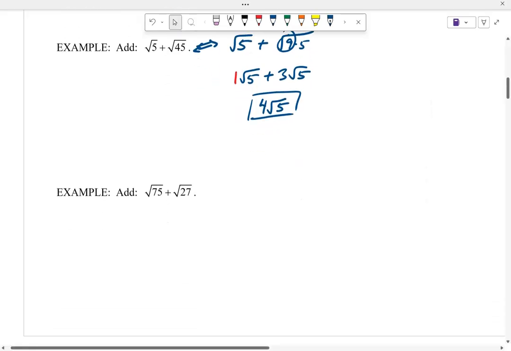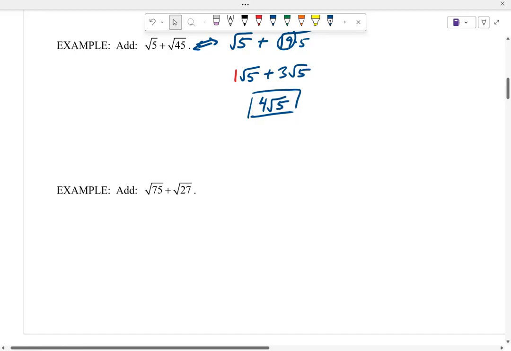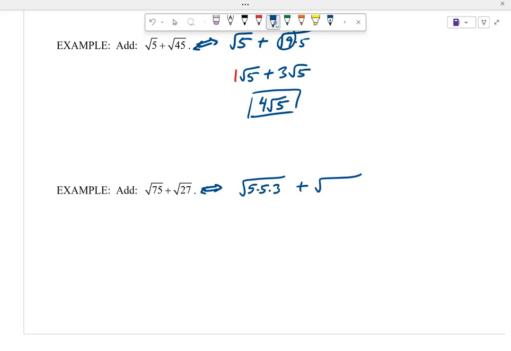Similarly for the 75 here and the 27, we're going to have to simplify those. So we know 75 goes into, let's see, that's 25 and 3. So 5 and 5 and 3. We know the 27 is 9 and 3. Here's our 9 and another 3. So we've got square root of 25 is 5. Square root of 9 is a 3. And they are like radicals. They're both square root of 3s. So 5 root 3 plus 3 root 3 is 8 of those root 3s.